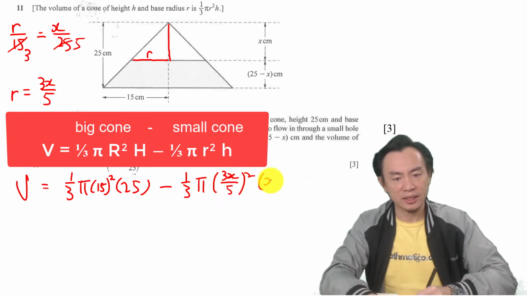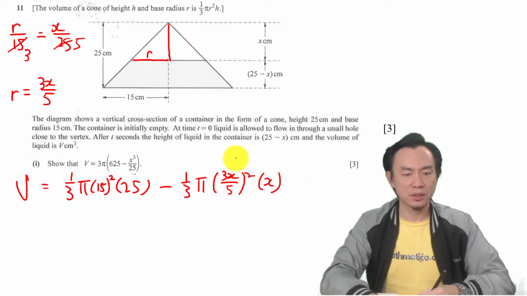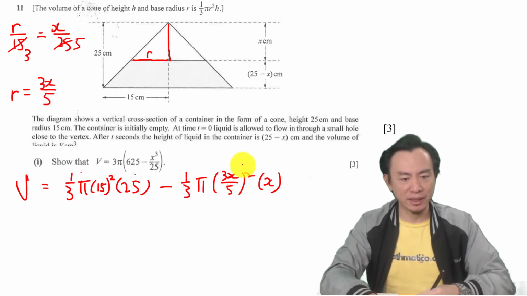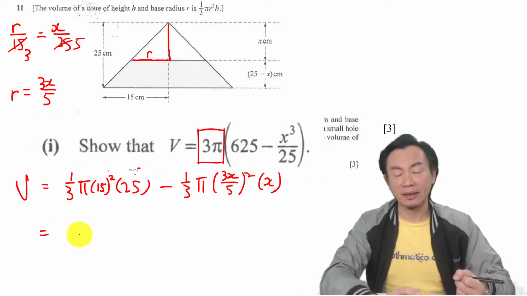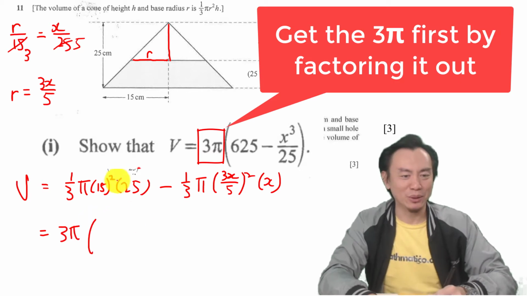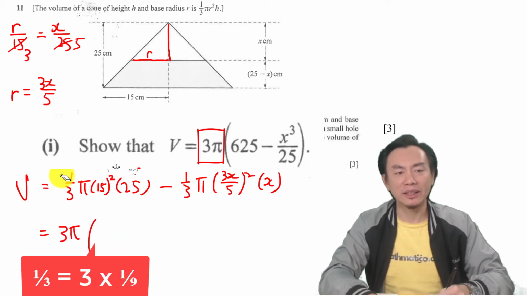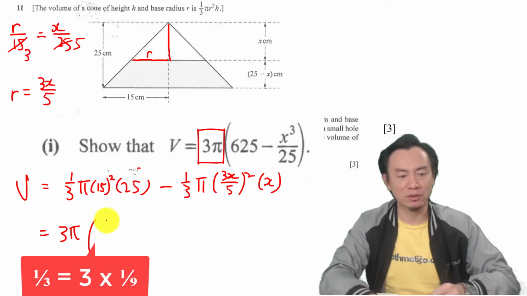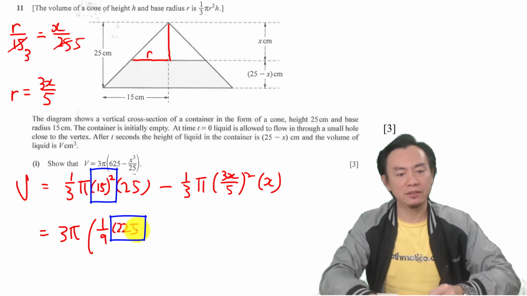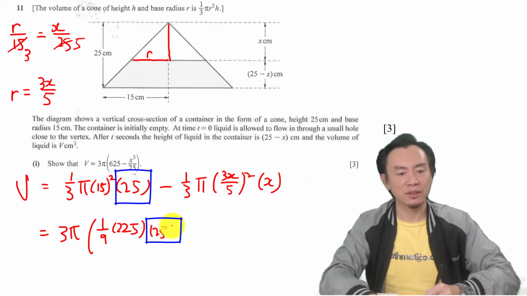Squared times height. Okay, so if I expand and simplify, I should be able to get this. But I'm going to factor out 3 pi, which is what I'll do. The 1/3, I already have 1/3. If I factor out another 3, I'll get 1 over 9. 15 squared is 225. And then we have 25 here, okay?